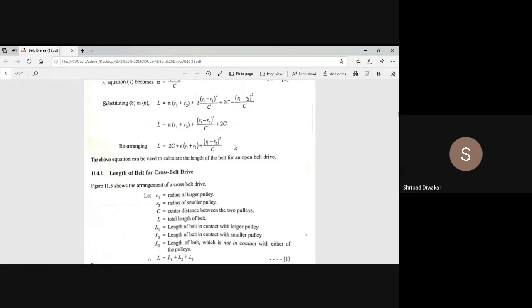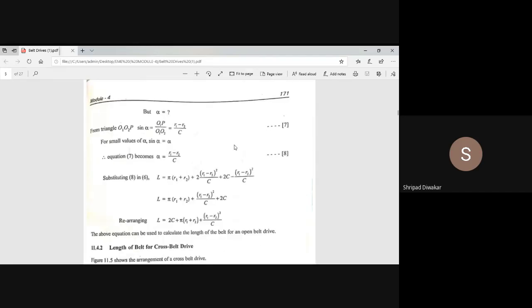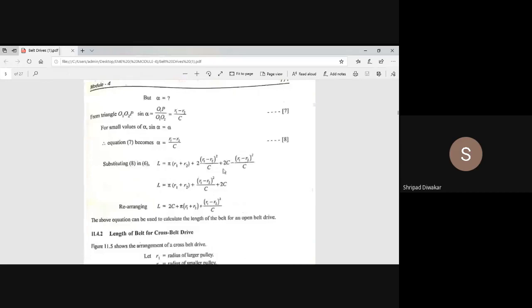Next, you have to draw the parallel line OP equal to AB. Like that you have to draw. So this is the final equation. You remember, L equals 2C plus pi into (R1 plus R2) plus (R1 minus R2) square divided by C.